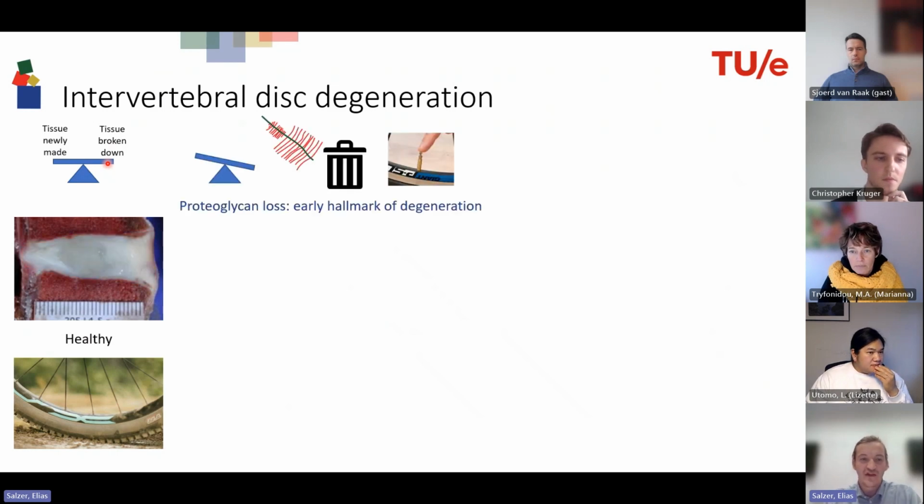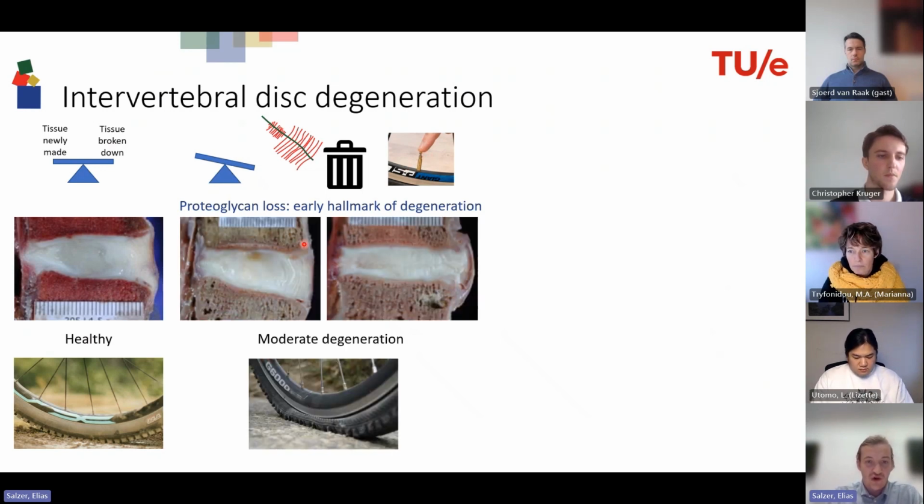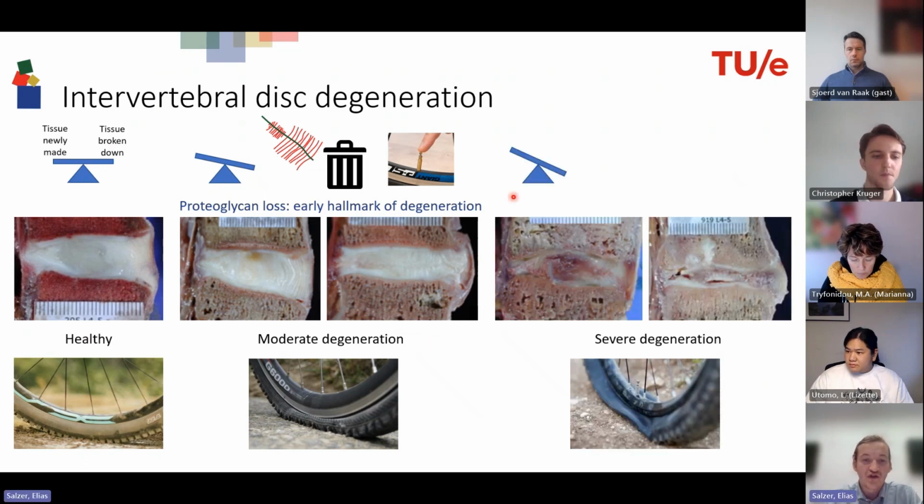But what happens over time, and this is a very early hallmark of degeneration, is that we lose some of these proteoglycans, the diaper-like molecules. This balance gets out of balance, so more tissue is being broken down than newly made. And this is comparable to someone actually reducing the air pressure in your tire. So what happens early is that we see a reduced glycosaminoglycan, reduced proteoglycan content, and we see some structural changes, and this is mild to moderate degeneration, or a bike tire with some air left, reduced air. Unfortunately, this is also progressive.